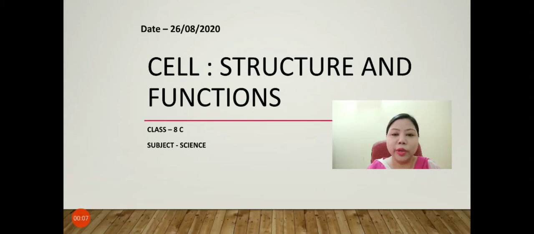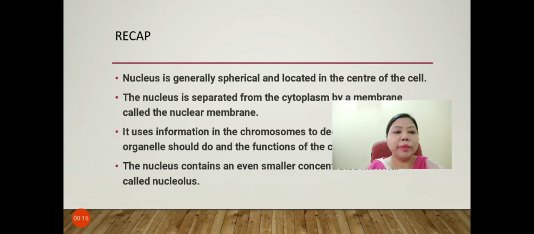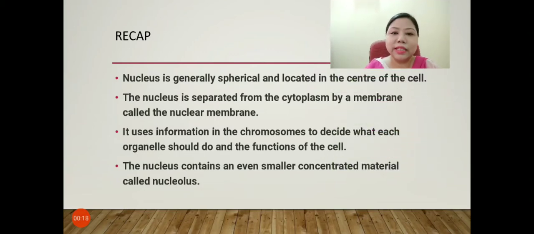So, we are doing the chapter Cell, Structure and Function. Let us first recap what we have done in the previous class. In the previous class, we were discussing the nucleus, and we discussed the structure of the nucleus and the function of the nucleus. So, let us recap what we have done.